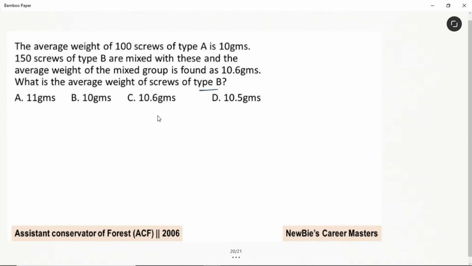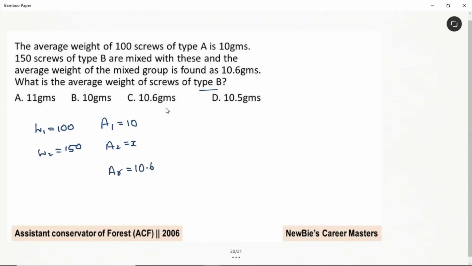I'll list the given data here. W1 is given as 100 screws. A1, average 1, is given as 10 grams. W2 is given as 150. Then A2 is the question, the average weight of the screws of type B. That's why A2 is the question. Then AR, the resultant average, is given as 10.6 grams.